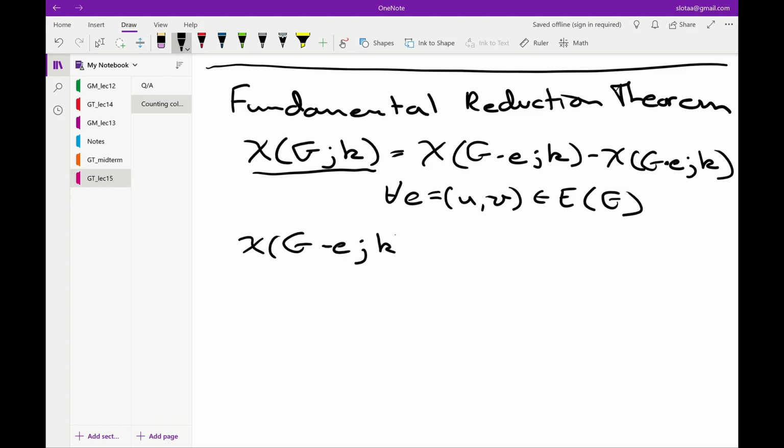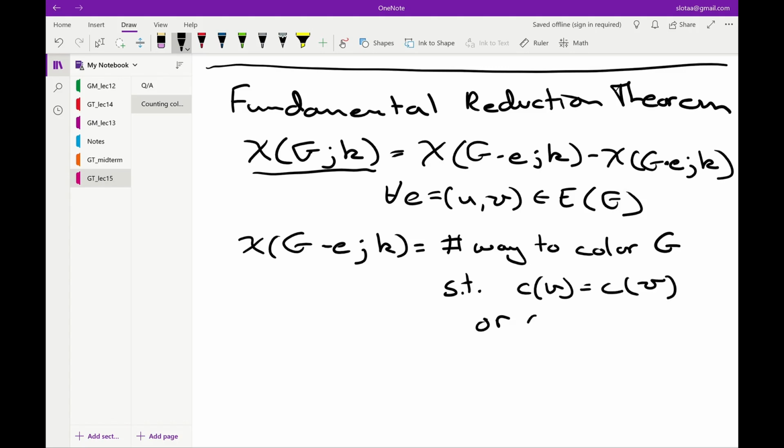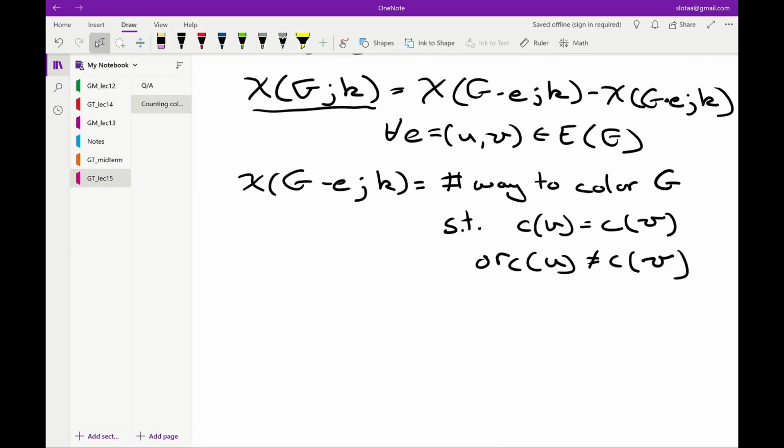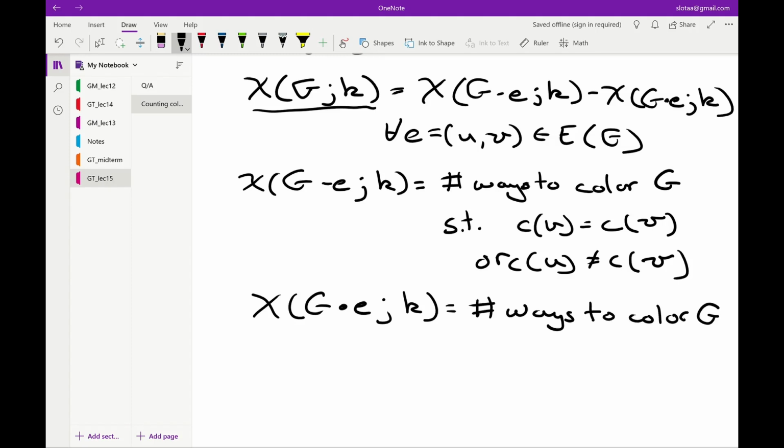So G minus E, k. If we consider removing some edge E, the chromatic polynomial, really the number of different ways we could color G, we can say this is the number of ways to color G such that the color of U equals the color of V, or the color of U is not equal to the color of V. That seems fairly obvious, but the reason this is useful is if we consider edge contraction, this is the number of ways to color G such that the color of U equals the color of V.